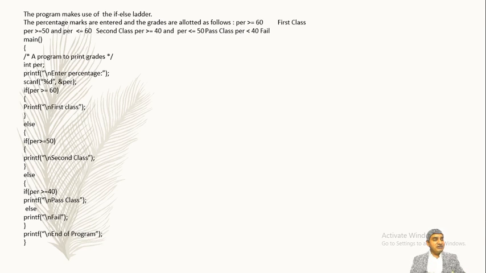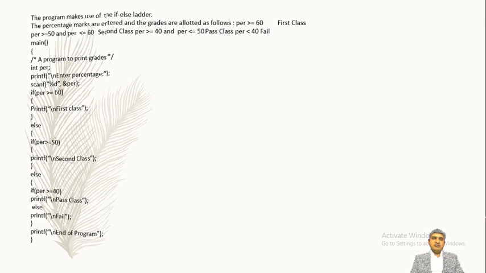But if it is false, then check the next condition. If percentage is greater than or equal to 40, if it is true, then the message on the screen is pass class. But if it is false, then ultimately printf the result, printf new line, the message on the screen is fail, and the next message is end of the program.